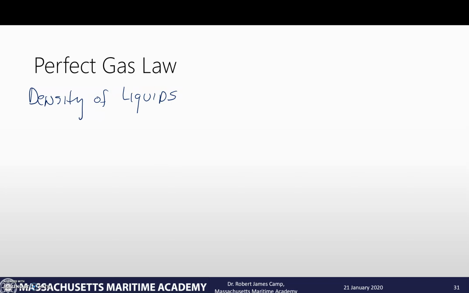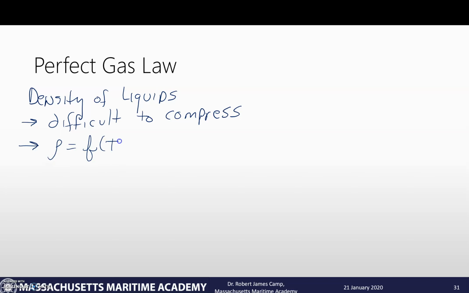So what do we know? Well, liquids are generally difficult to compress. And because they're difficult to compress, their density pretty much stays constant. We can assume that they are incompressible. So density itself is really just strongly influenced by temperature. So density is a function of temperature only. And so because of this, densities are usually available on a table that is correlated against temperature.